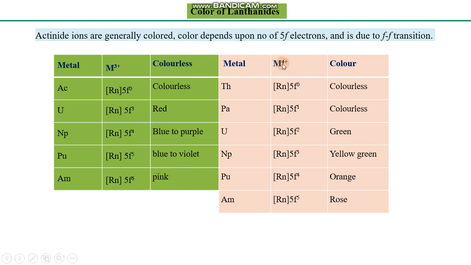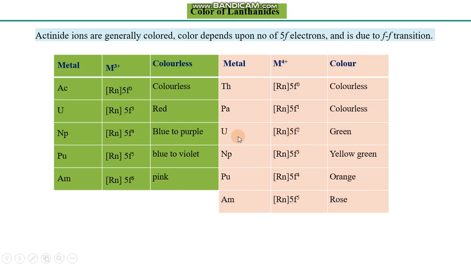Coming toward metals in plus 4 oxidation state, these are representative examples of plus 4 species. Thorium in plus 4 oxidation state is colorless because there are no electrons to be excited within F levels. Protactinium is an F1 system, and just like in the lanthanide series, where F1 was colorless, it is also colorless in the case of actinides. No color can be observed. Uranium in plus 4 oxidation state possesses two electrons in the F level and it is green.